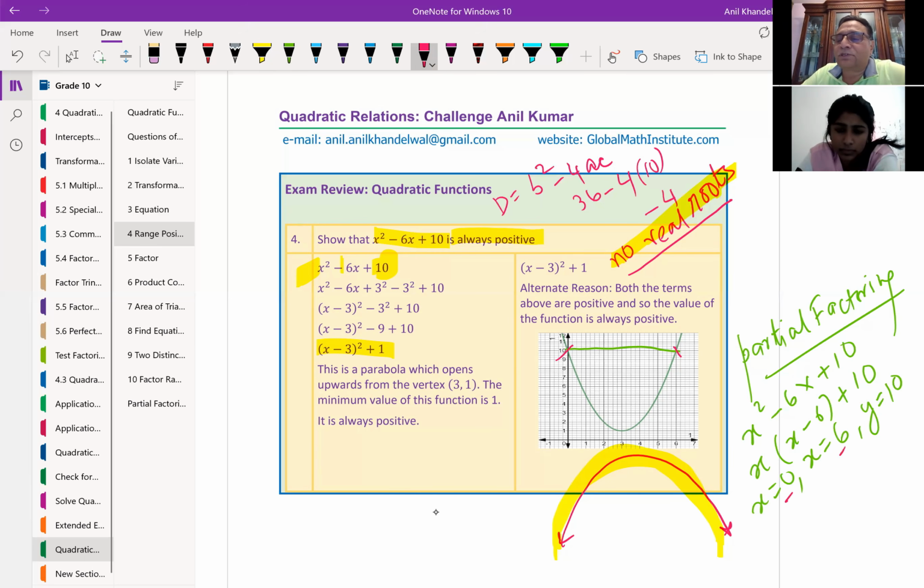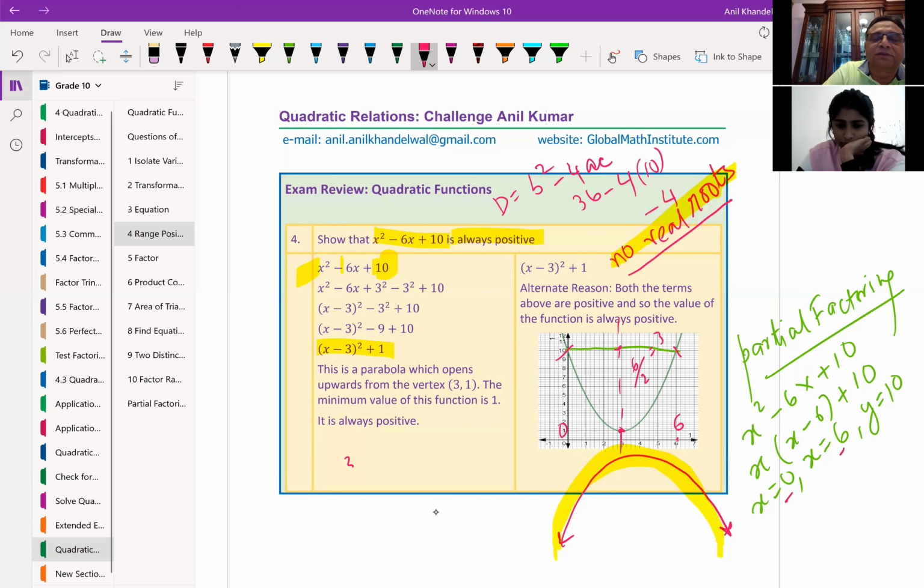One is at x equals 0. The other one is at x equals 6, correct? Because at these 2 points, y value will be 10, right? You can see from the partial factored form. Now, where is the axis? The axis is midway between the two, correct? Which is at 6 by 2, which is equal to 3. So we know that the axis is at x equals 3, and therefore the vertex will also be at x equals 3.